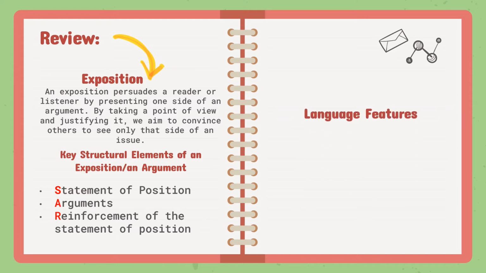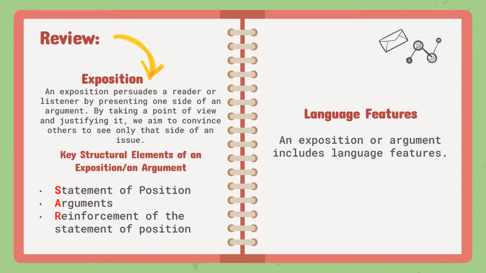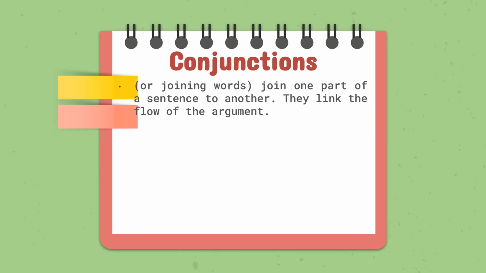For our topic, we will be discussing the language features of an exposition or an argument. Let's begin with conjunctions. Conjunctions, also known as joining words, join one part of a sentence to another. They link the flow of the argument. Examples: so, and so, because, therefore, if, and, but. There are other conjunctions besides the following.